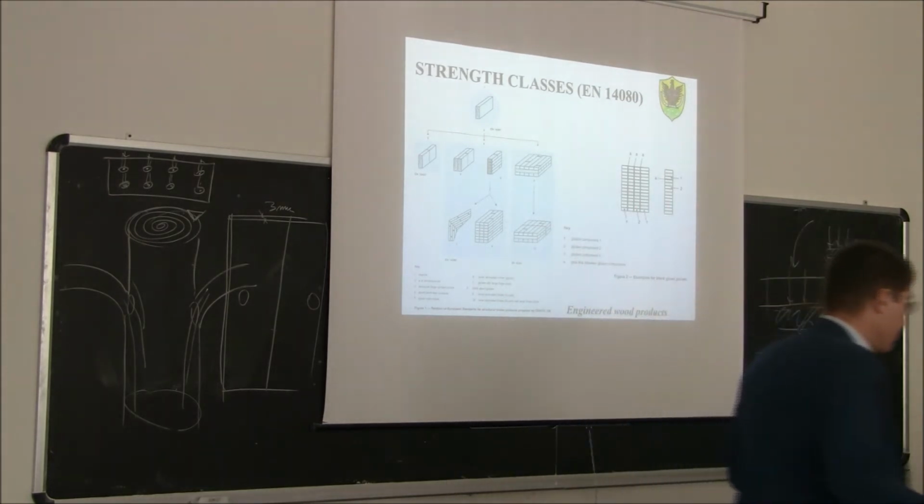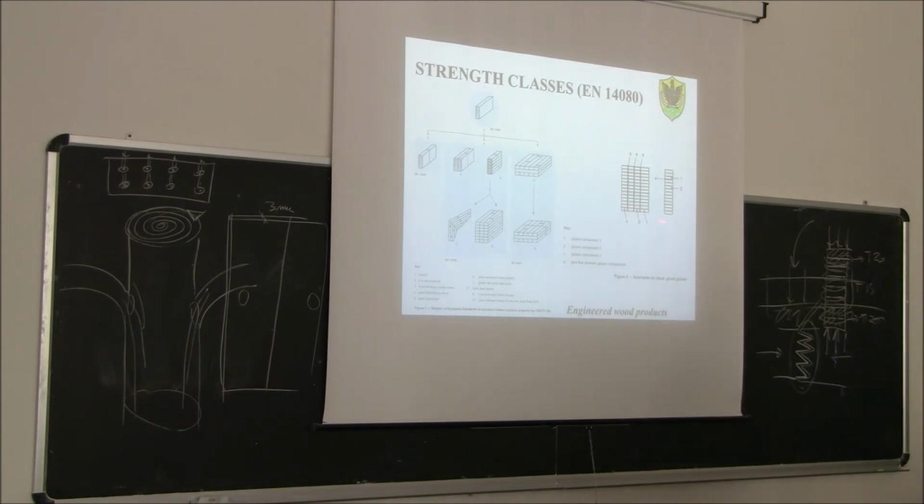So, in other words, for a glue-lam member, what should be the maximum width? This width here is the width of the board, let's say maximum 20, 24 centimeters. But if you need more, for example 40 centimeters, the idea is that you produce two members like this, and then you glue on the surface here.